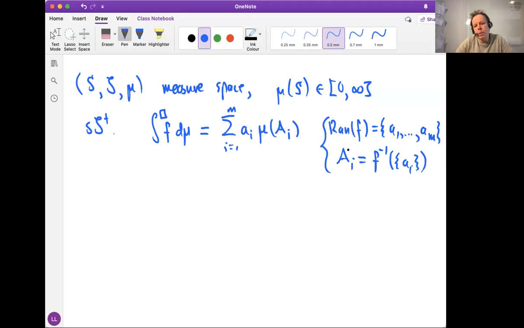So okay, we want to calculate the measure of each capital A_i. Can we do it? Are these measurable sets? Note that this is a singleton set. A singleton set is a Borel set. So we are looking at the pre-image of a Borel set. Because we assume that f is measurable, the pre-image of every Borel set is in the calligraphic S. So that's why we can calculate the measure of each of these sets A_i.